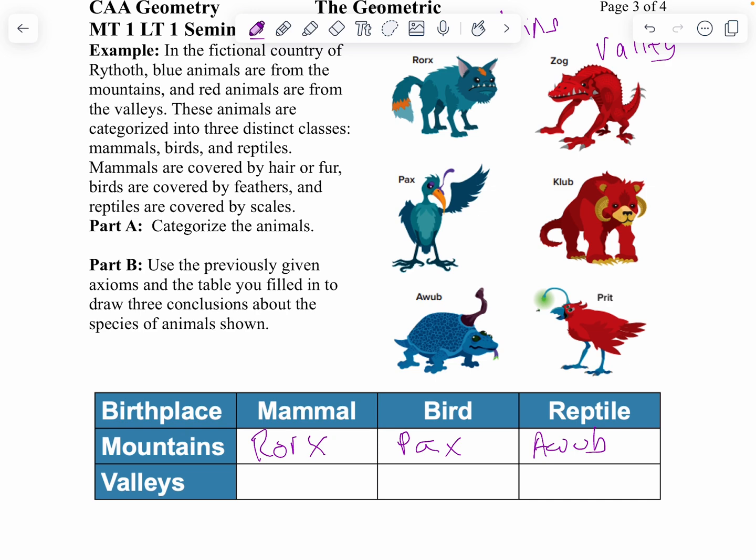Then in the valley, I'm going to look for a mammal. Well, that would be a club, wouldn't it? Because that has fur. A valley bird would be a prit. And then a valley reptile would be a zog.